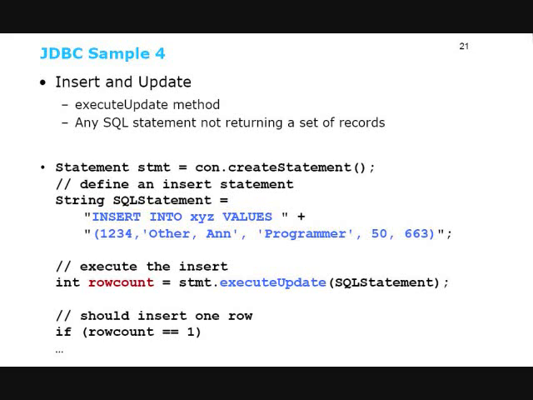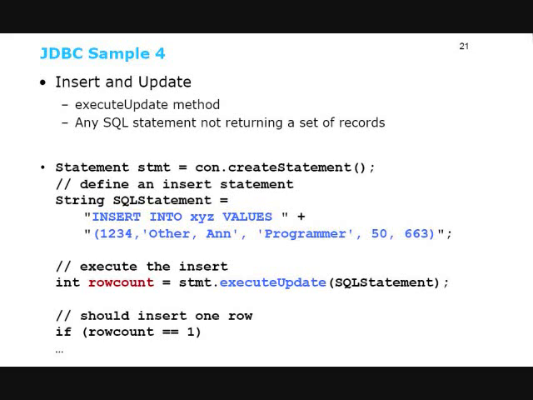If we're going to do that, the program is going to do exactly the same. We still have to establish the connection and do everything else as we did before. We still have a statement associated with the connection, and then we define our string. What we want to do now is insert into a particular table. This is a copy that I made of my original table. The values, and this is just string concatenation, I want to insert 1, 2, 3, 4, other, and programmer 5663. So I'm going to execute the insert statement. But it's pretty much the same.